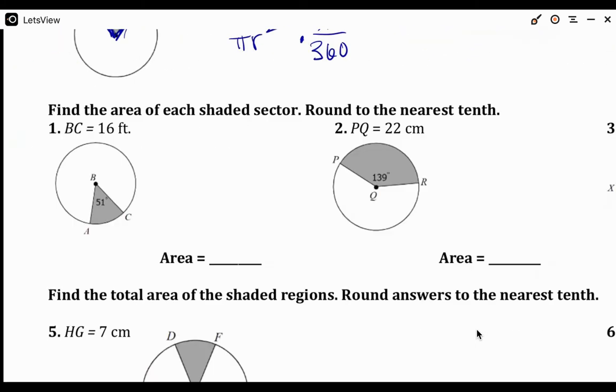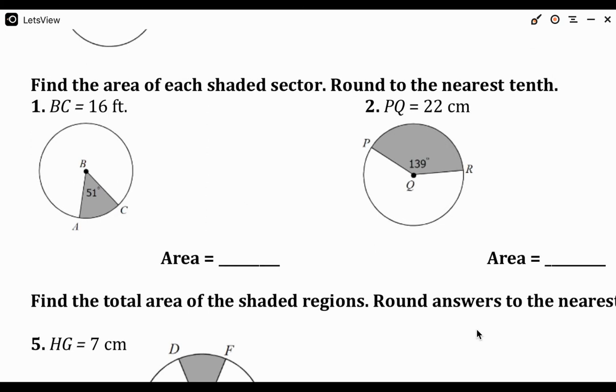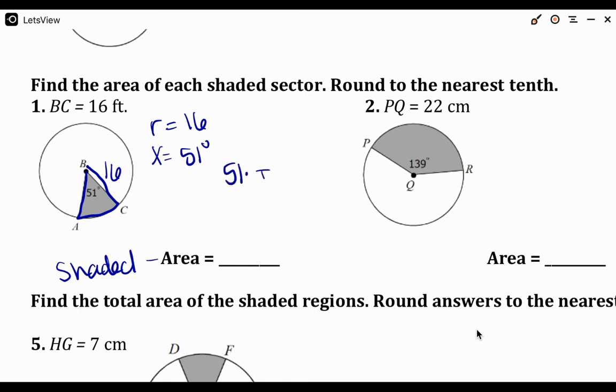Okay, first problem. We want to find the area of each shaded sector and round to the nearest tenth. So here's our sector. Our r is 16, that's our radius. Our x is 51. You're always finding the area of the shaded part. So we take 51 times pi 16 squared over 360, and we get 113.9 feet squared.